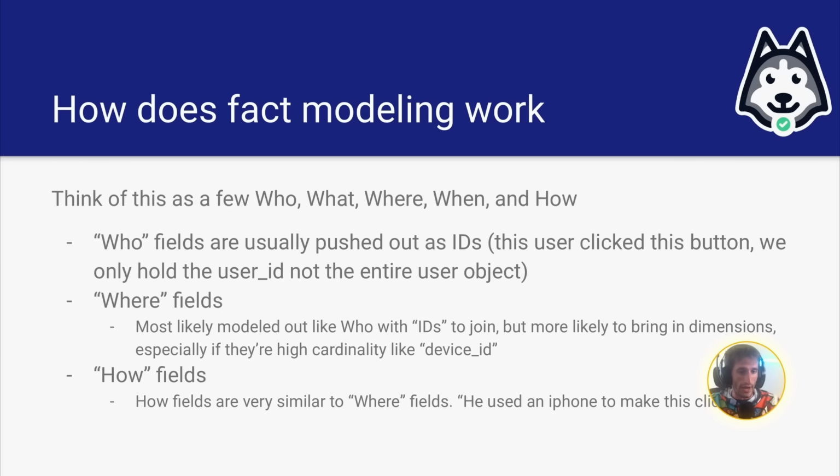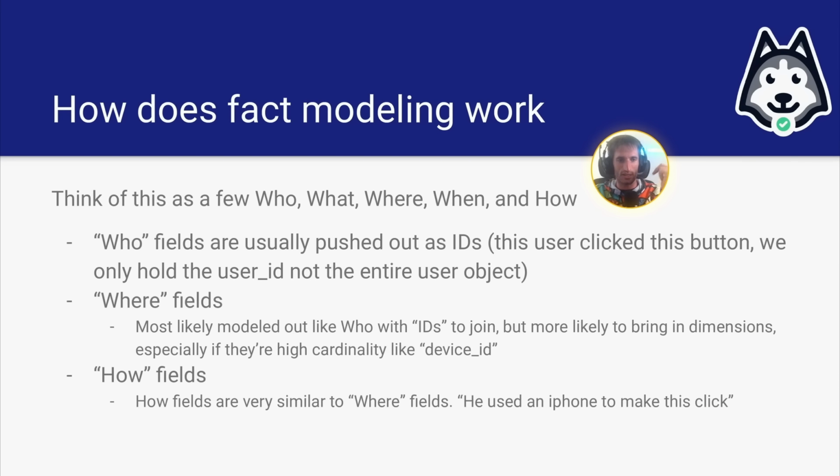Then you have where, which in this case can be a couple of different things. This could be a location, like a country, a city, or a state. But this could also be where in the app. Are you on the home page? Are you on the profile page? This can be modeled with IDs as well, but a lot of times it's not modeled with IDs. It's modeled as just the pages, or the country, or things like that.